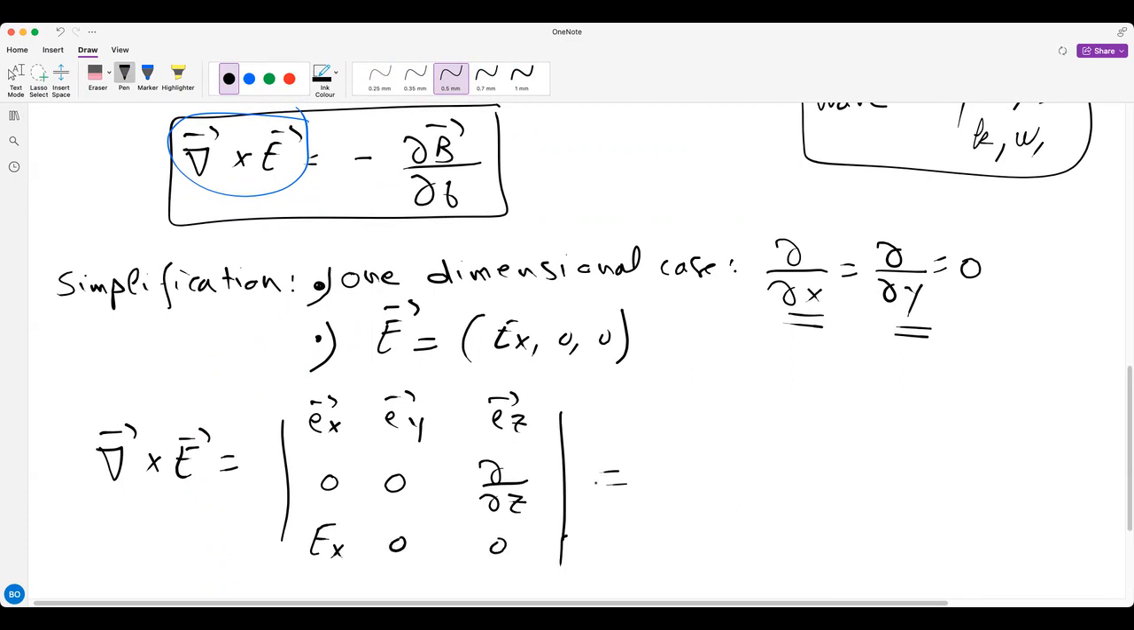Now you can easily see that we can calculate this cross product. Along x it will give you 0, along z it will give you 0. The only nonzero component is along y, and along y it will give us the derivative of Ex with respect to z, with a minus sign, because of the order of the cross product.